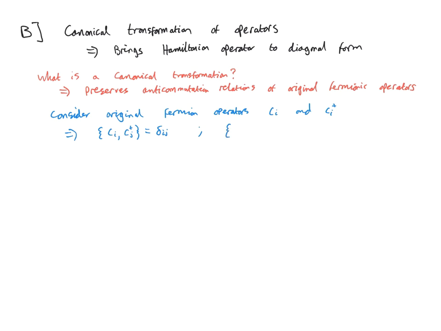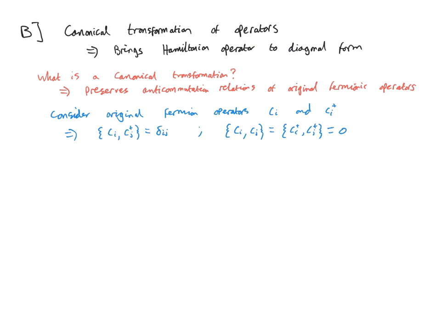We have that the anti-commutator of c_i with c_j is the same as the anti-commutator of c_i dagger with c_j dagger, which is equal to 0. That's it. That's all we need to write down to understand the algebra of these fermionic operators. And what we want to do is to do a transformation of these operators which preserves these anti-commutation relations. We'll only be interested in canonical transformations.